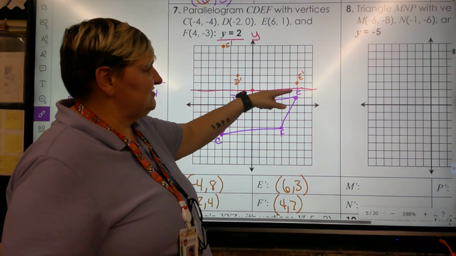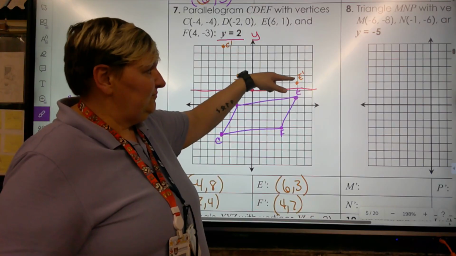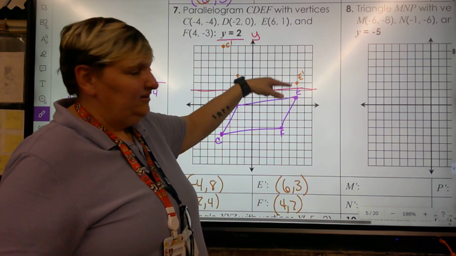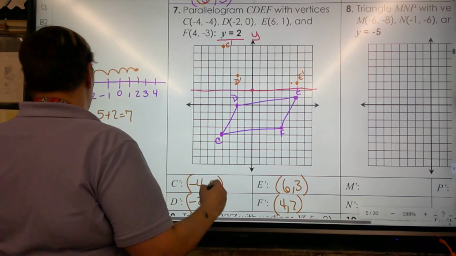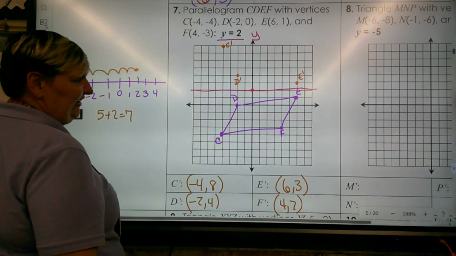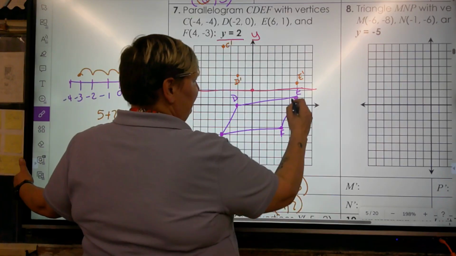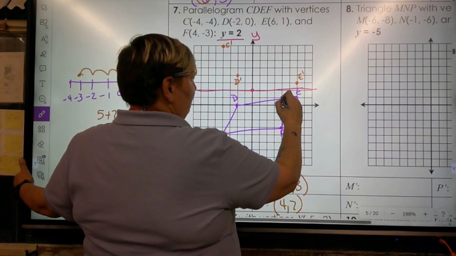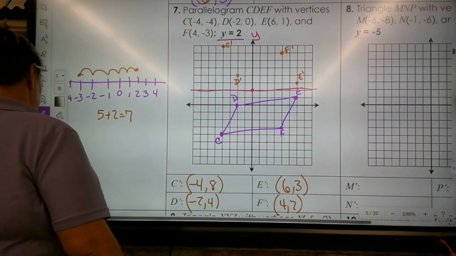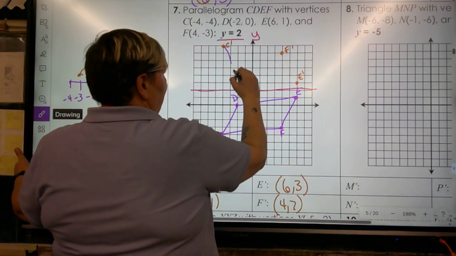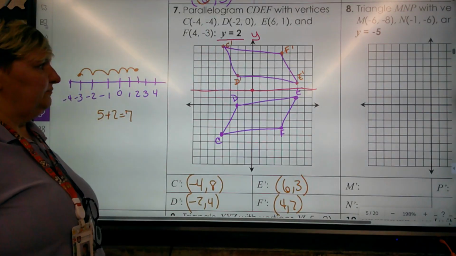And look, it makes sense. If E and E prime are the same distance from the line of reflection, then it makes sense that they're each one away. E is one below the line of reflection, and E prime is one above the line of reflection. So you know you're doing something right. All right, and then F prime is 4, 7. 4, 1, 2, 3, 4, 5, 6, 7. All right, so now I'm going to connect them, see if it looks like I reflected it over the line. Yeah, perfect.